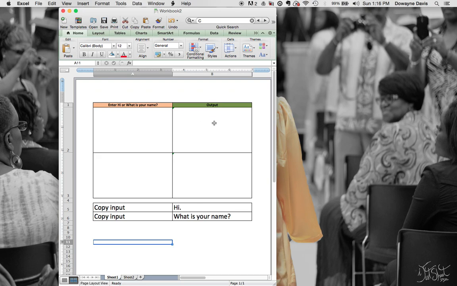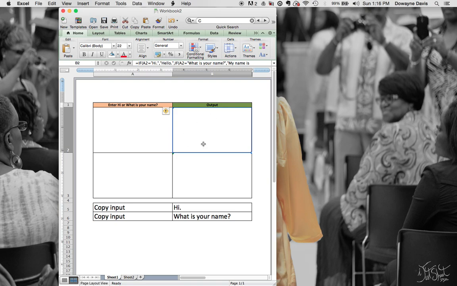So here I've already created the syntax and the language that I want to use to create some type of output. In column A, we have the input column, and in column B, we have the output column. So whatever I put in here should give me something here. What I've done is predefined inputs. If you look down at the bottom, it says copy input. So I'm going to copy this, and I'm going to drop it in one of the input cells. And I just want to say hi.